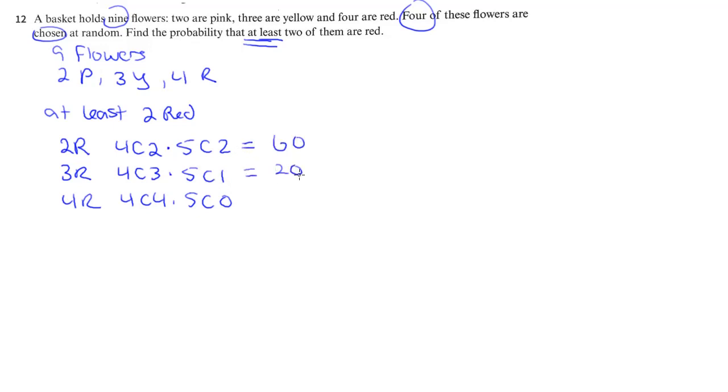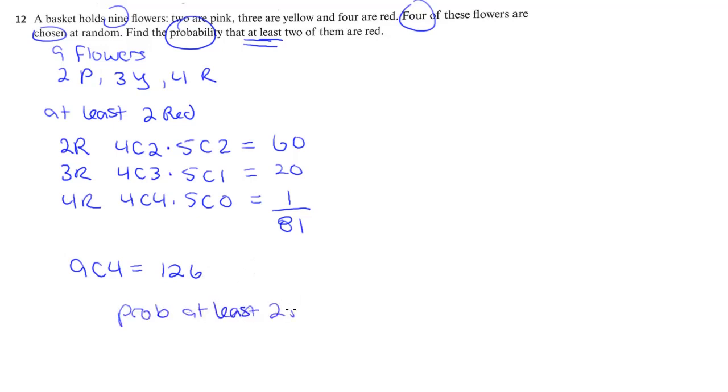So that's going to give me a total of 81 different ways that this could happen that would make me happy, where I have at least 2 red flowers. Now to find the probability, I need to know, well, how many different ways could I just make 4 flowers out of 9? And that's 126. So the probability of choosing 4 flowers out of 9 and having at least 2 of them be red is going to be 9 over 14. All right, let's take a look at the next one.